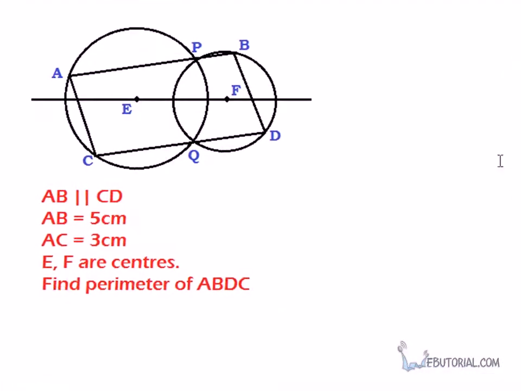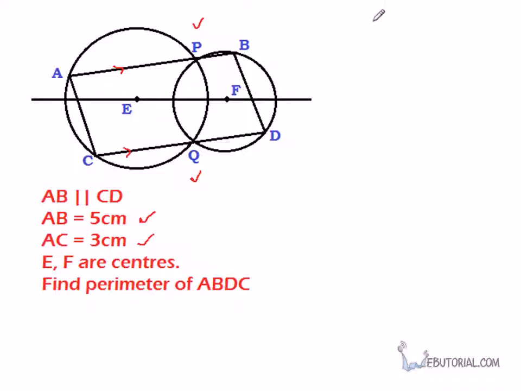This is our first question. In this question, we have been given 2 intersecting circles and the points of intersection are P and Q. It is also given that 2 lines AB and CD are drawn parallel to each other through the points of intersection P and Q. Now it is given that the length of AB is 5 cm, AC is 3 cm, and E, F are the centers of the circles. We have to find the perimeter of the quadrilateral ABDC.